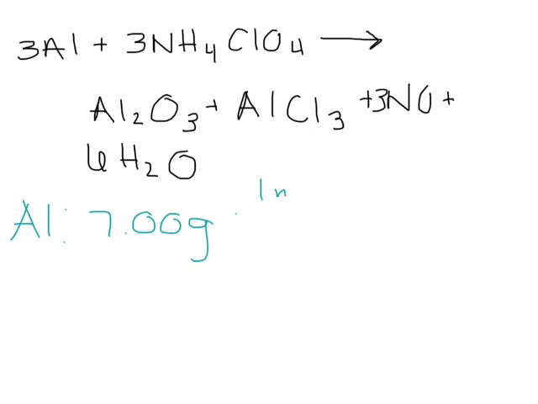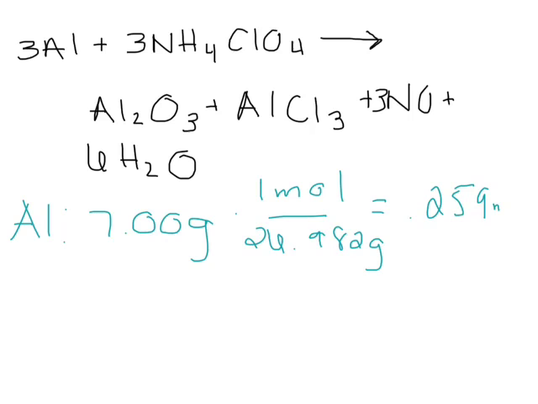So we have 1 mole over 26.982 grams, and the 26.982 grams is simply from the periodic table, so that equals 0.259 moles of aluminum.